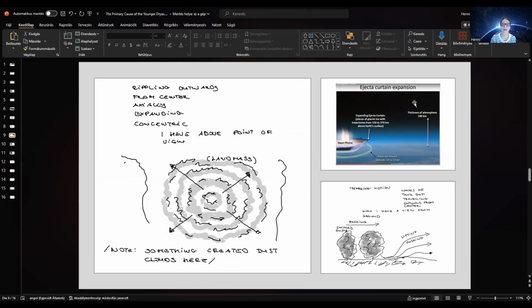I have included a diagram which shows an expanding ejecta curtain going outwards in a rippling format, and it's also going high up in the atmosphere.